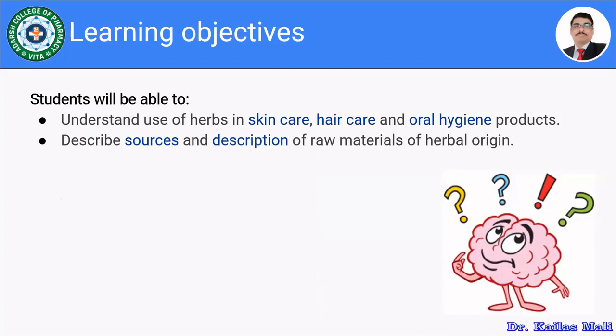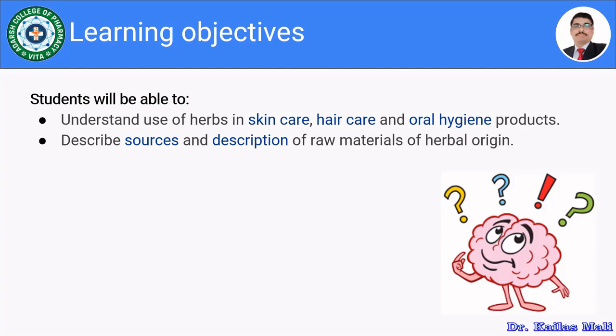Here I have set two learning objectives. The very first one is that you will be able to understand the use of herbs in skin care, hair care, and oral hygiene products. There are so many products available in the market, and these are being prepared with the help of certain herbs.